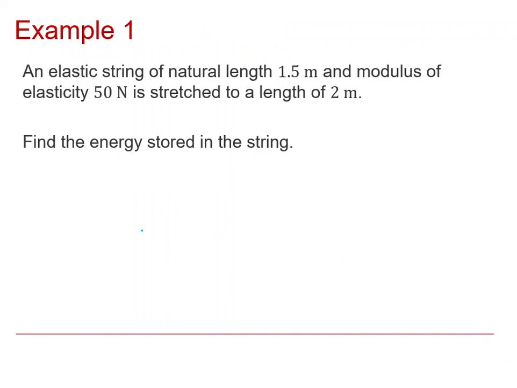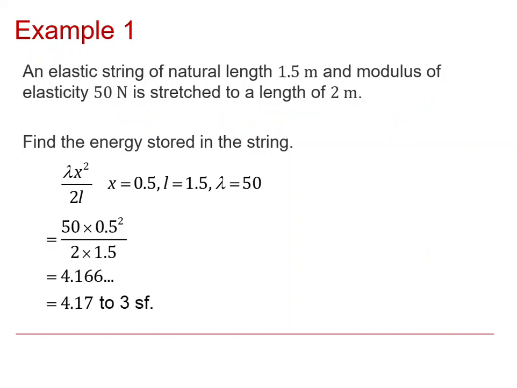Right, let's begin by applying the formula simply. You've got an elastic string of natural length 1.5 meters, elasticity 50 newtons, stretched to a length of 2 meters. Now the units are consistent, so we can leave them out. L is equal to 1.5. The extension is equal to 0.5, not 2. It's the difference between the new length and the old length, and the modulus of elasticity is 50. Those are the values we'll use in our expression lambda x squared over 2l to get the stored energy.